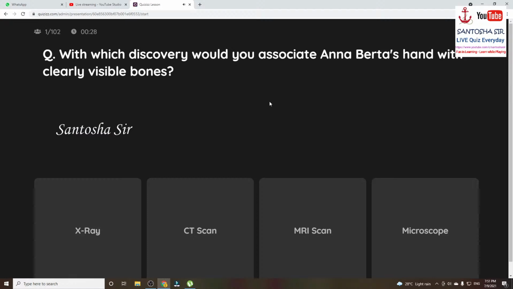With which discovery would you associate Anna Bertha's hand with clearly visible bones? Is that X-ray or CT scan or MRI scan or microscope?